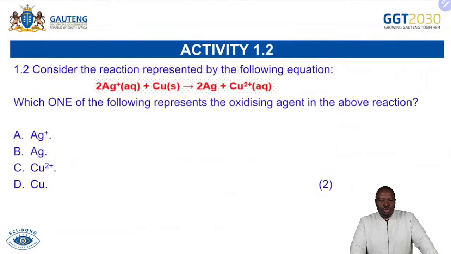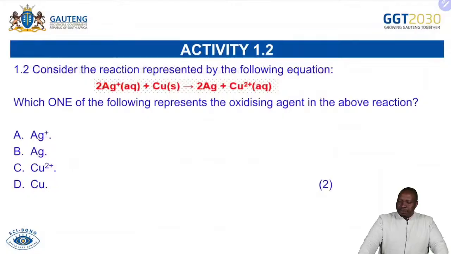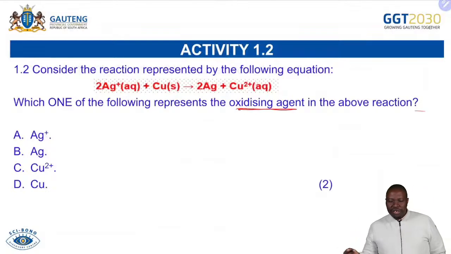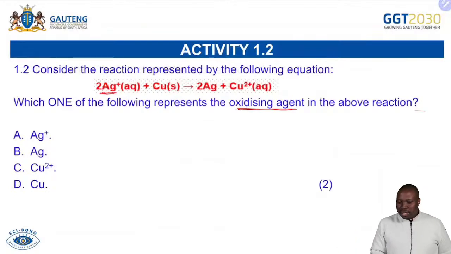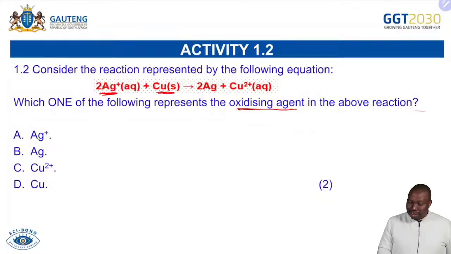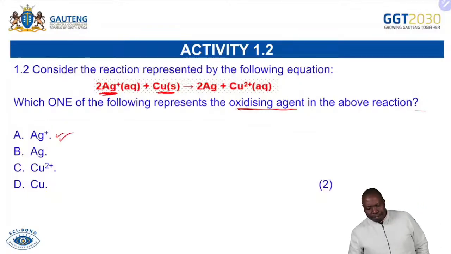If we look at 1.2, it's saying consider the reaction represented by the following equation. Which one of the following represents the oxidizing agent in the above reaction? Remember, we said the reaction is always between stronger oxidizing agent and stronger reducing agent. And oxidizing agents are these ones that are positive, mostly positive. In this case, it's Ag plus, and copper will be your reducing agent. So stronger reducing agent plus stronger oxidizing agent, they react on the reactant side. And then you are able to see Ag plus as your oxidizing agent.